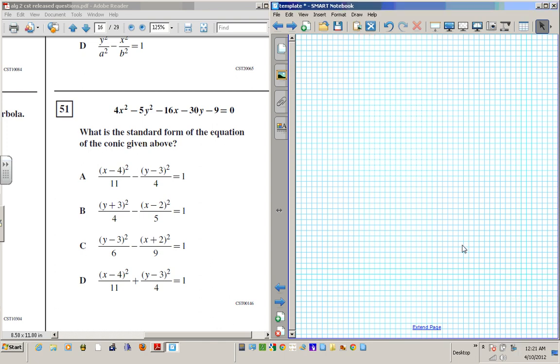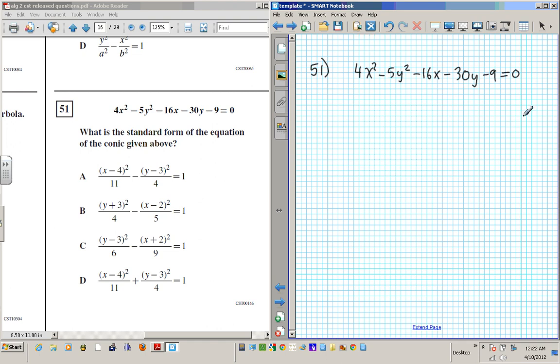All right, so let's take a look at 51. We have this conic section in general form: x squared minus 5y squared minus 16x minus 30y minus 9 equals 0. So we have it in general form, and we have to put it in standard form.